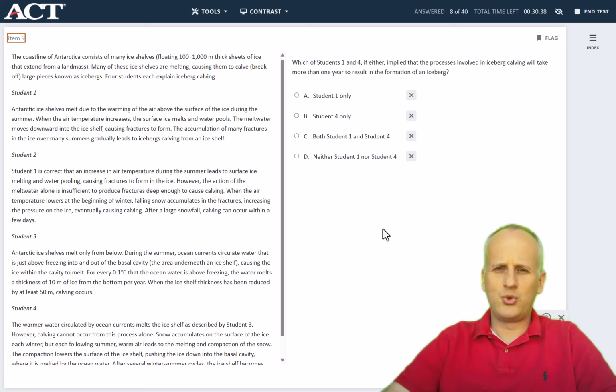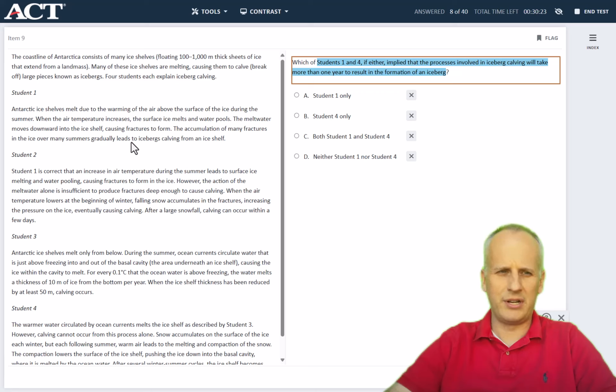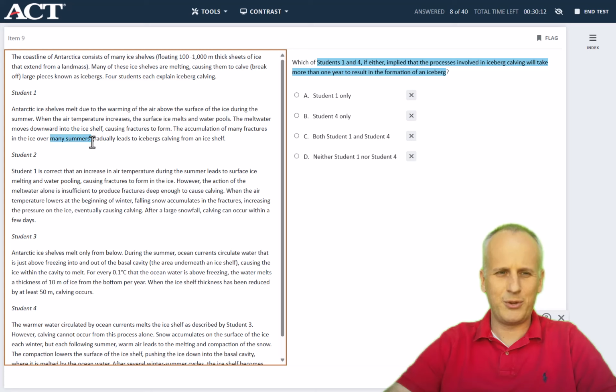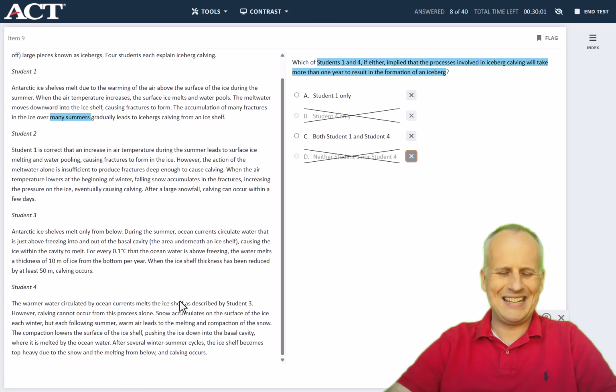Next, we have which of students 1 and 4, if either, implied that the processes involved in iceberg calving will take more than 1 year to result in the formation of an iceberg. So we're talking about students 1 and 4 only, and we want to see whether or not it's going to take more than a year. Student 1 says that the warming of the air happens during the summer. It says the accumulation of many fractures in the ice over many summers, which again, we can use the highlight tool to focus on, means that it is going to take more than 1 year to have many summers, so that's going to allow us to eliminate any answer choices that do not include student 1, so we can eliminate B and D.